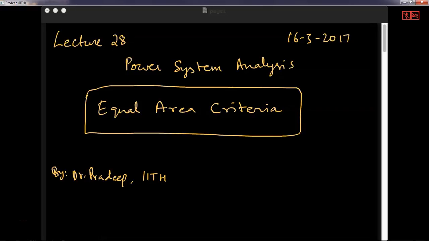Topic called equal area criteria. So this is again a very important topic in the area of power system analysis. So before we get on with today's class, let's first review what we have done in the previous lecture.